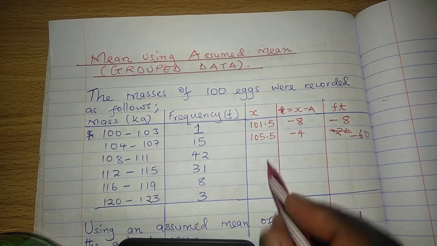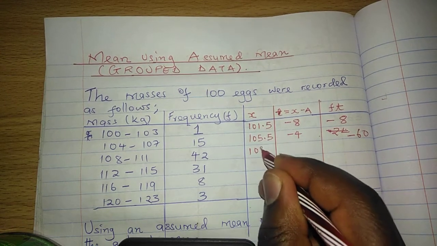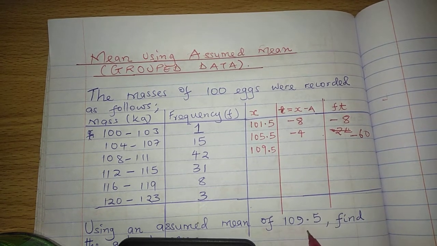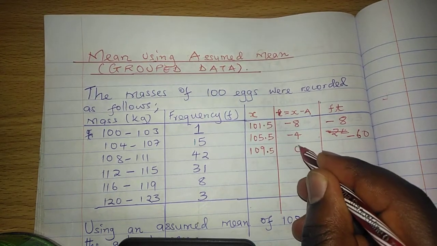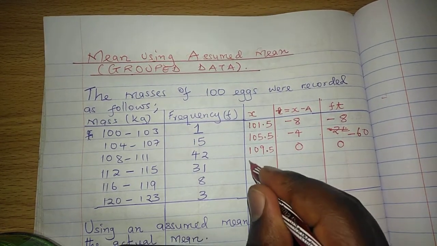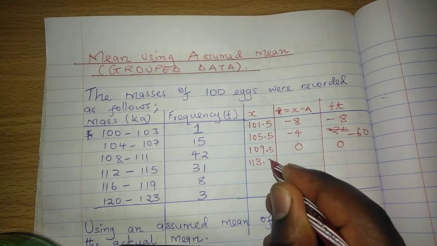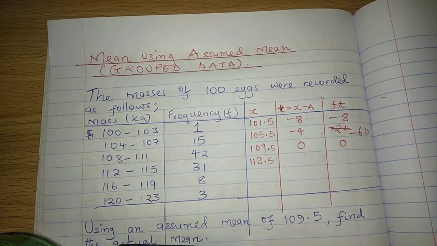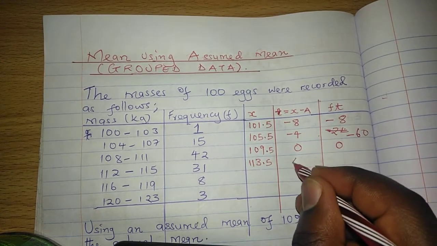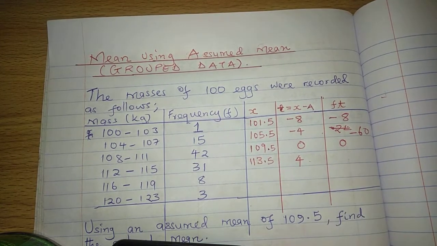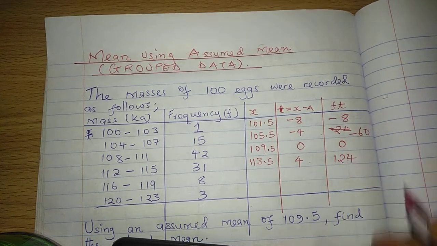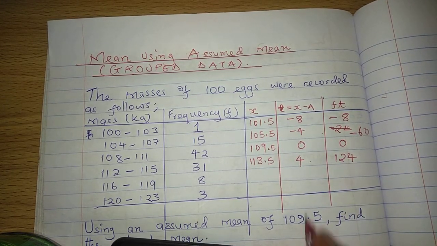Then the next class will take us to 109.5, such that when 109.5 is subtracted, the assumed mean, we'll have 0, and 0 multiplied by 42 remains 0. So the other class will take us to 113.5. So 113.5 minus 109.5, we will have 4, such that 4 multiplied by 31 is 124. It's 124.